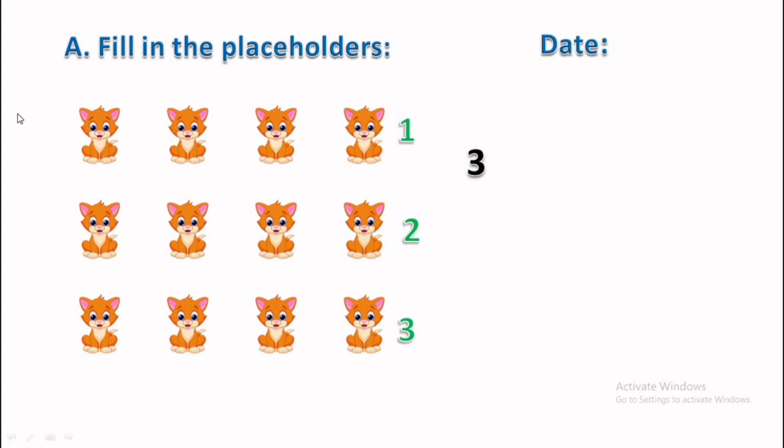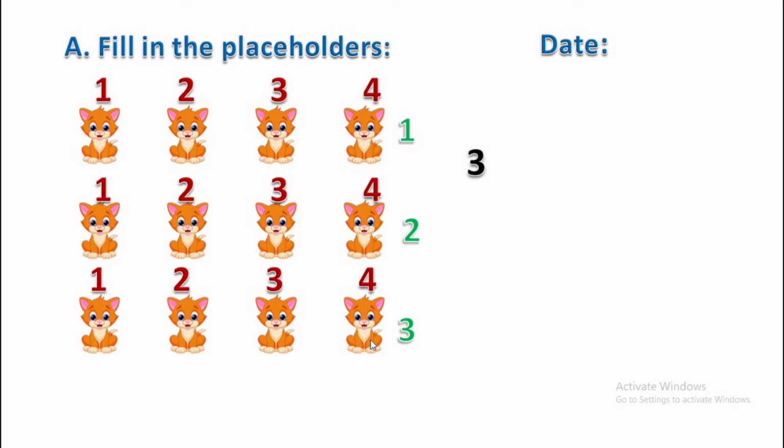Then we will count how many cats are there in a single row. In row 1 there are 1, 2, 3, 4 cats. In row 2 there is again 1, 2, 3, 4. And in row number 3 there is 1, 2, 3, 4.